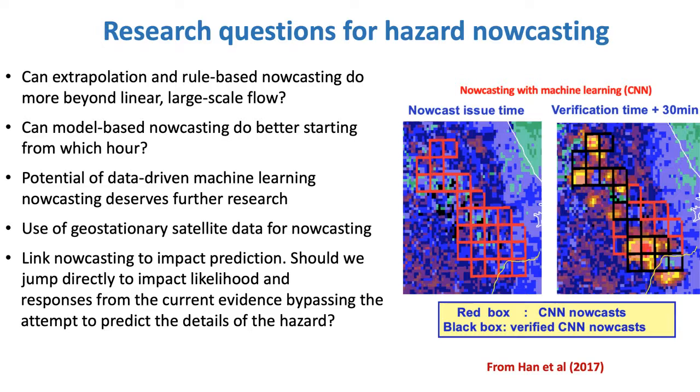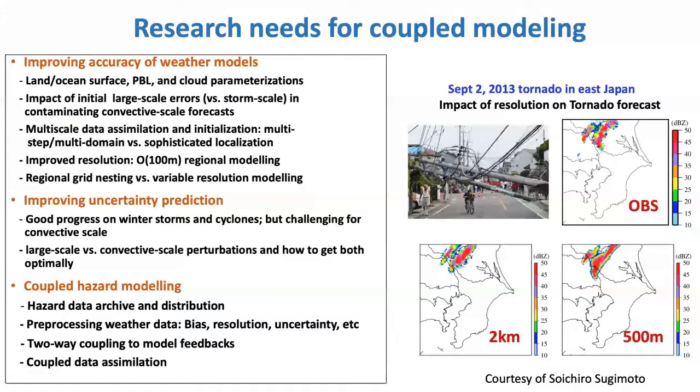Okay, another question I want to highlight is the use of geostationary satellite data for nowcasting. This is especially important for regions without radar networks. Okay, next one. For the coupled modeling, there are many questions, research areas, and three topics.